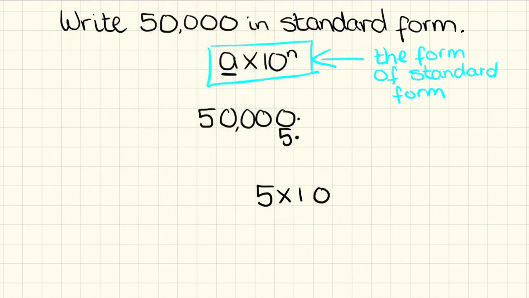Then we need to find our power of n. We do this by seeing how many place values it's moved. Here we've moved 4 place values, so n is 4.